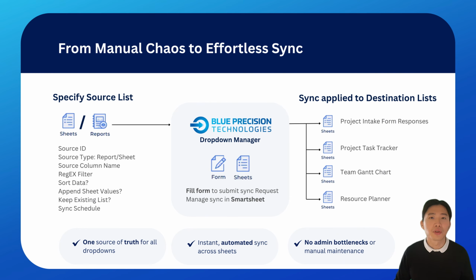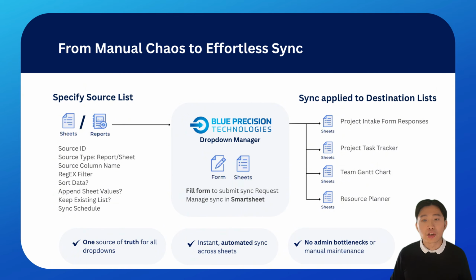Drop-down lists often go out of date. Updating one drop-down is fine, but what if you have to apply the same changes in 10 different sheets? Doing so manually is extremely tedious and is also prone to errors. So with the drop-down manager that we've built, all you need to do is fill in simple information such as the source sheet and the destination sheet, set up a sync schedule, and let the automation take care of the rest.